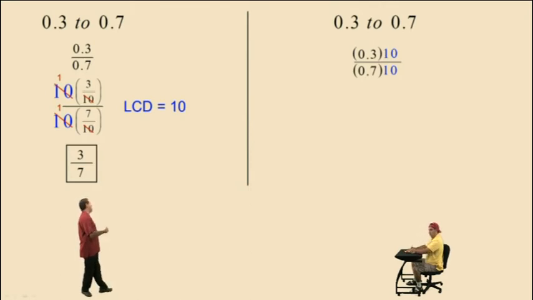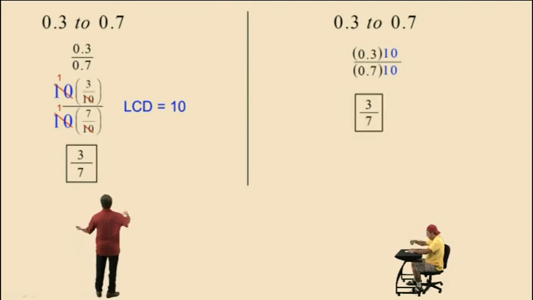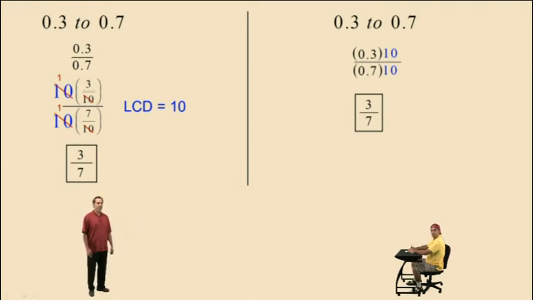If you take 3/10 and multiply by 10, you get 3. If you take 7/10 and multiply by 10, you get 7. And of course, you're going to get the same answer. So clearing fractions is the same as clearing decimals because decimals are fractions.